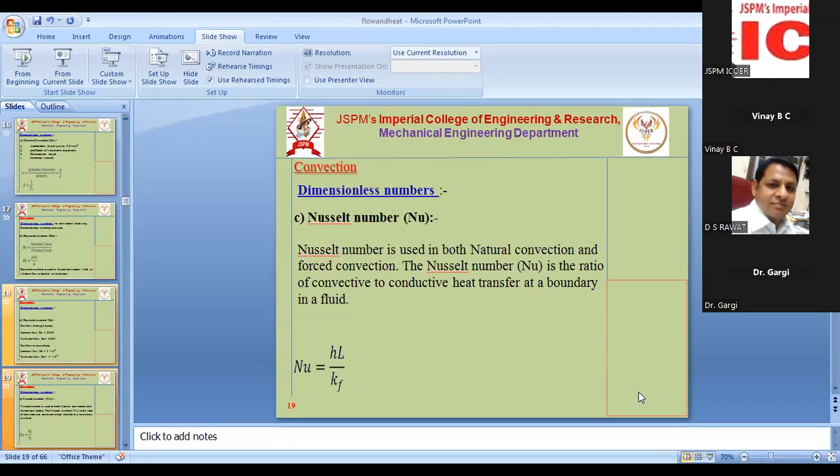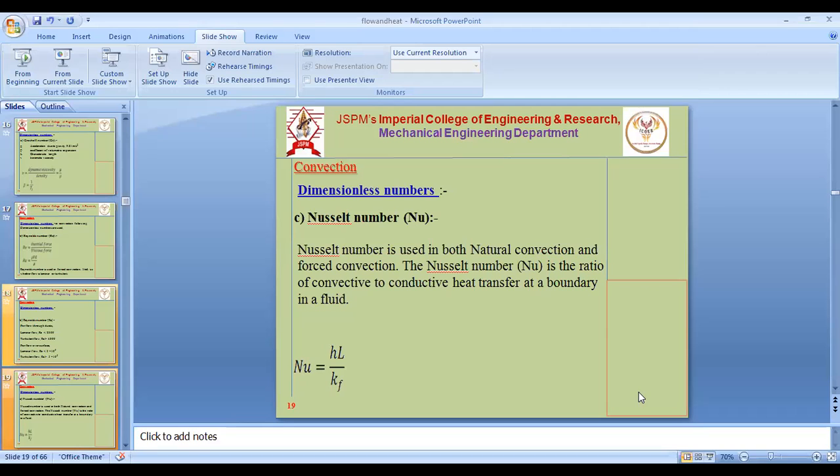Clear? And we also understood from the Reynolds number that if you go on reducing the diameter, the flow becomes laminar. If you go on reducing the diameter, what happens? Flow becomes laminar. Okay, so we'll just move to the PPT again.